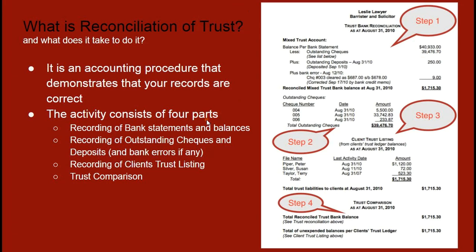Now, the next data element that you want to capture in this trust reconciliation document are any outstanding checks or deposits or bank errors. Now, of course, in an ideal situation, you wouldn't have this, but this is life. This is not ideal technically, and you're going to have to deal with these little nuances. So this is probably one of those pivots that you have to deal with.